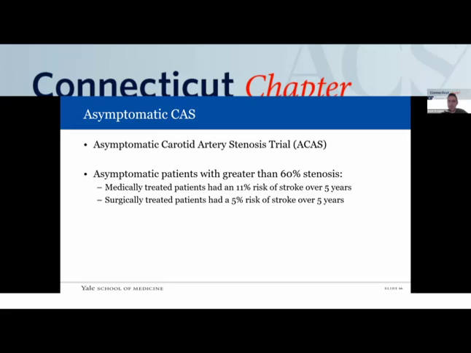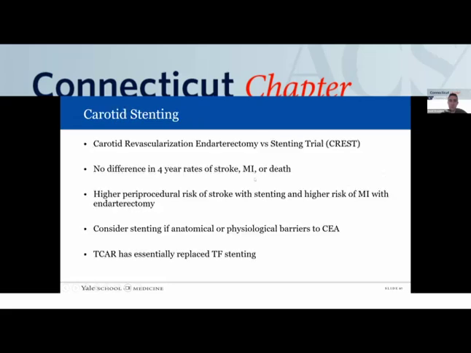Asymptomatic carotid stenosis is just like open versus EVAR. It's hotly debated depending on what country you're in. The ACAS trial, the reason that it says 60% stenosis is that's just what the trial was designed for, and surgery cut the risk of stroke in 5 years in half. But many people will not operate on 60% stenosis. Most will do at least 70 or even 80% stenosis for asymptomatic high-grade stenosis.